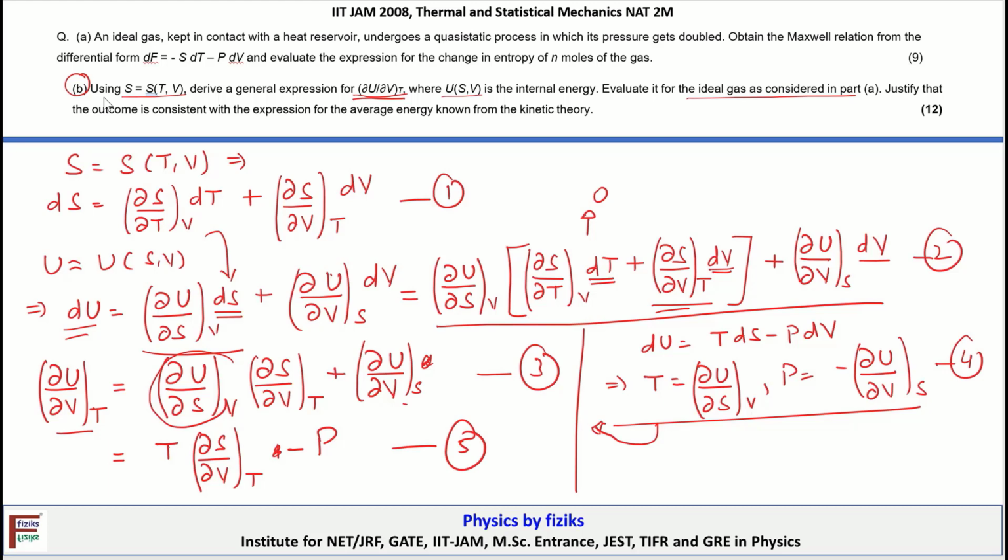Let me introduce a new page here, so let me write the final result that we just obtained. We have obtained (∂U/∂V) at constant temperature is equal to T (∂S/∂V) at constant temperature minus P. Here we are going to make use of one of the Maxwell relations. What is that?